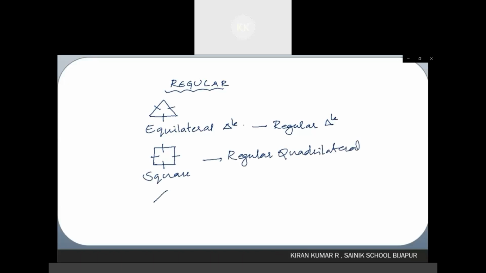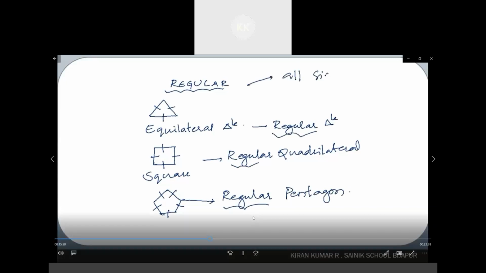If you have a five-sided figure such that all the five sides are equal to each other, then it is called a regular pentagon. So this word regular refers to all sides equal. Not only that, all the angles are equal.